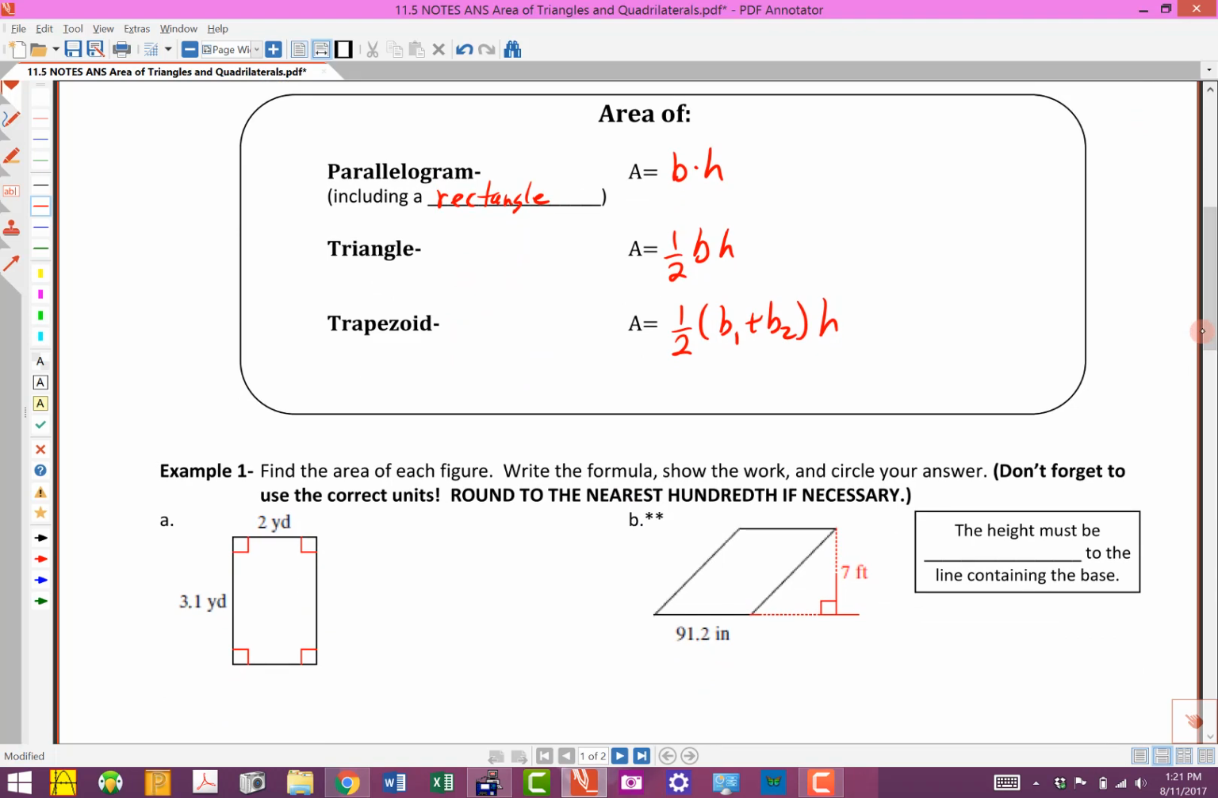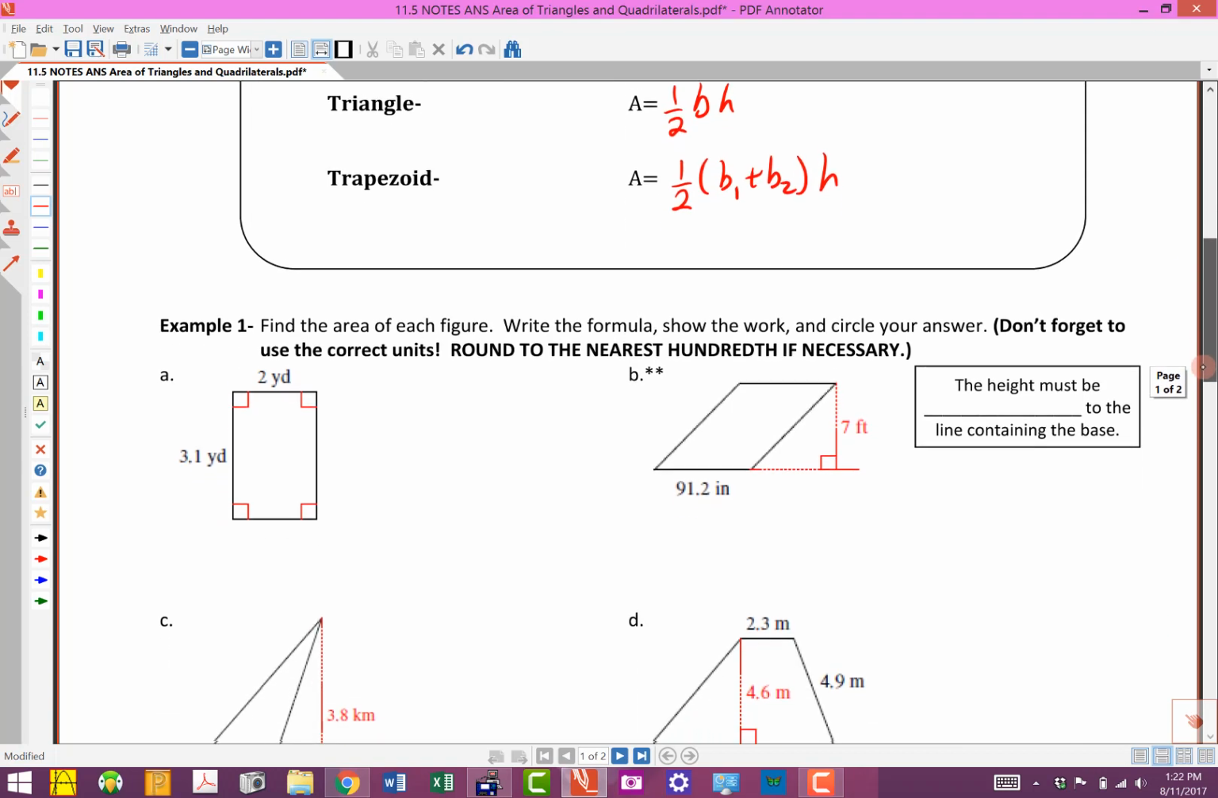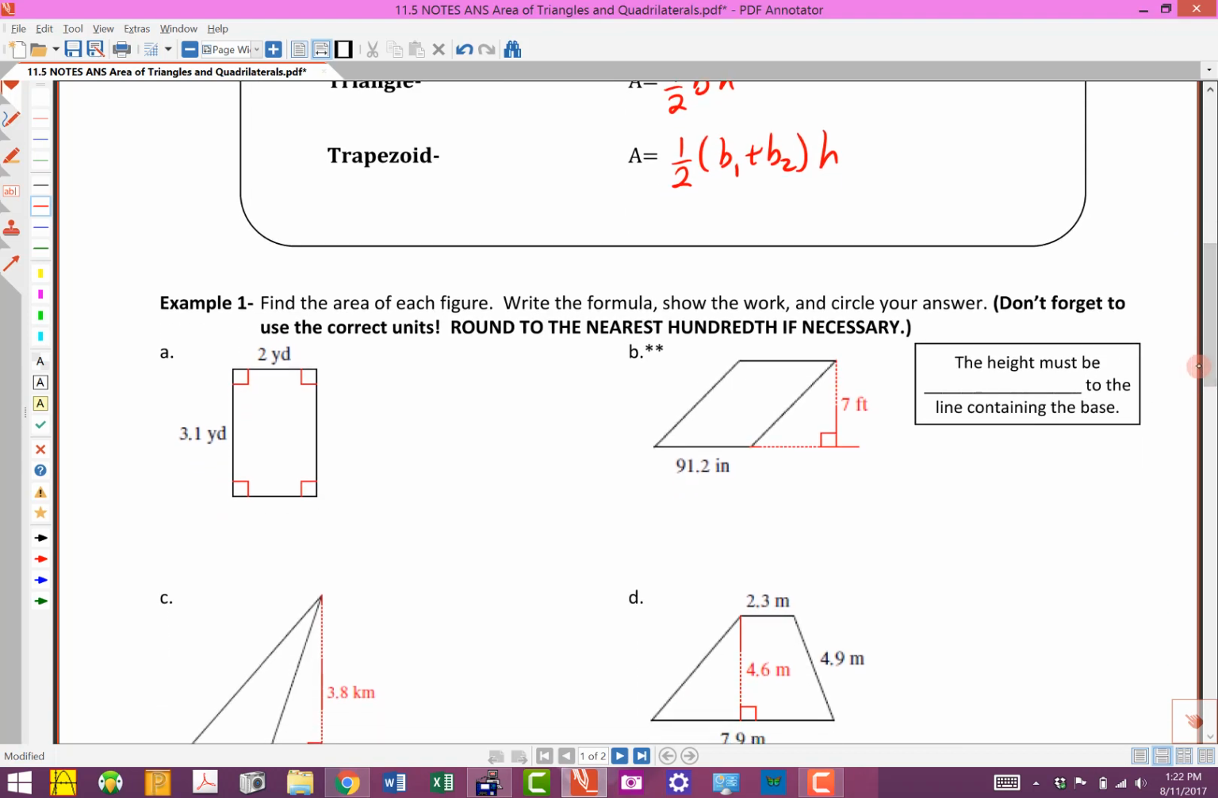I do want to throw one more thing at you, and that's to think about why we measure these and keep track of the units in a particular way. Now, we're going to address that in just a second, but let's do a couple of problems and then we'll talk about it. You'll see what I'm talking about here in just a second. So this one says, find the area of each figure, write the formula, show the work, circle your answers. Don't forget to use the correct units.